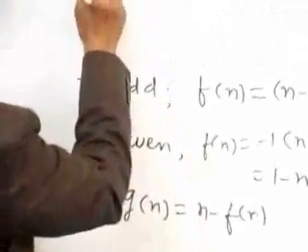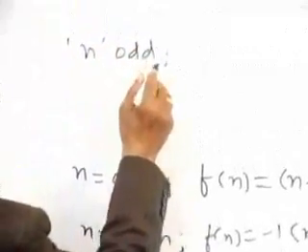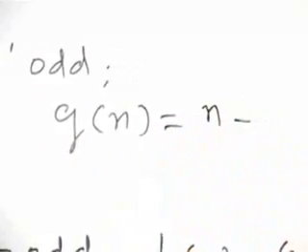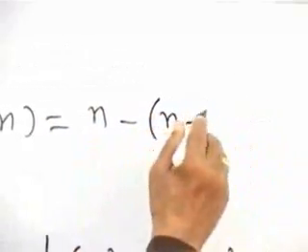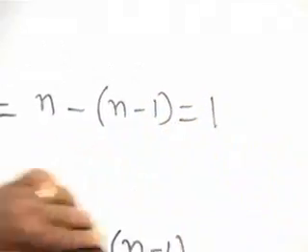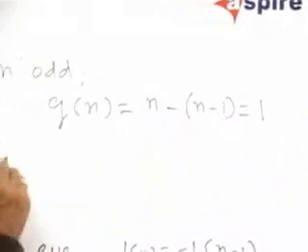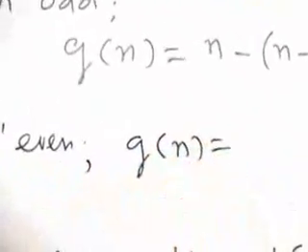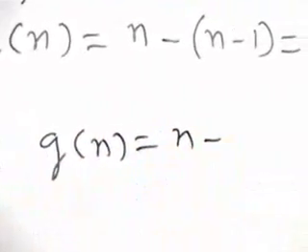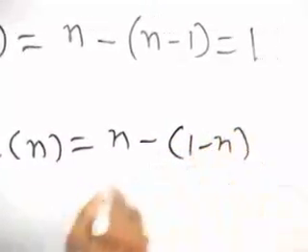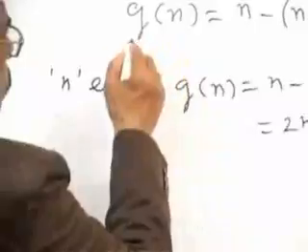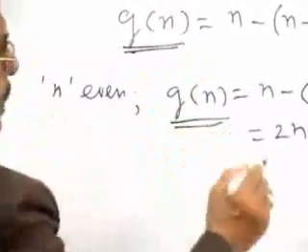When n is odd, g of n will be equal to n minus f of n. That is n minus (n minus 1), that is 1. When n is even, g of n will be equal to n minus (1 minus n). That is equal to 2n minus 1. So we have just decoded what is g of n. When n is odd, what is g of n? When n is even, what is g of n?